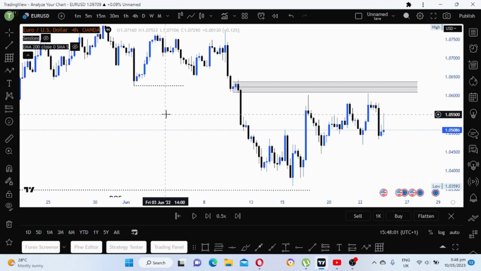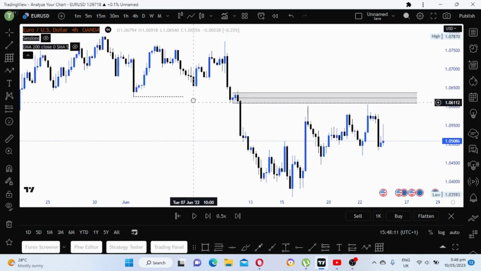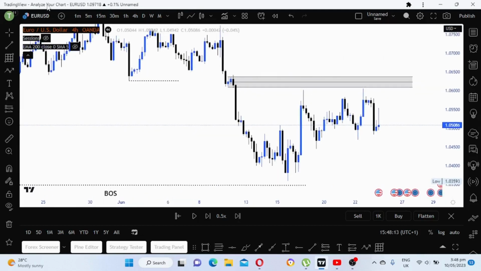Today I'm going to teach you lower time frame entries, guys. Lower time frame entries. So as you can see here, we are on EUR/USD, and price did what? Price broke structure. As you can see here, price broke structure to the downside.